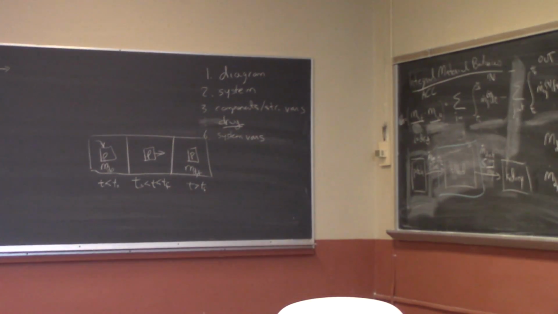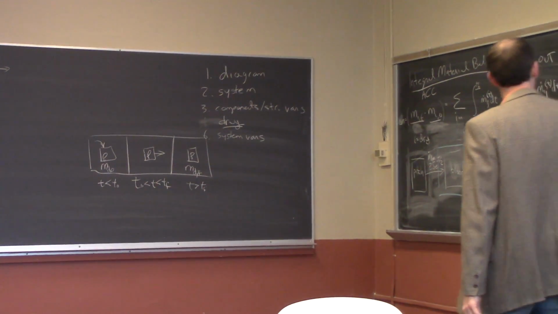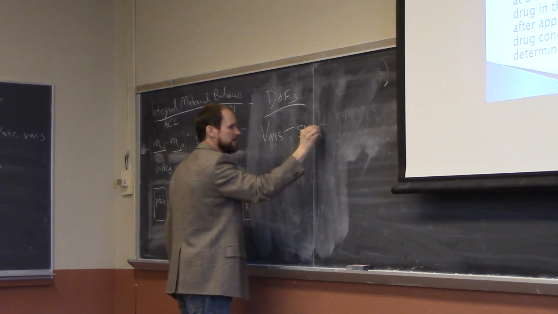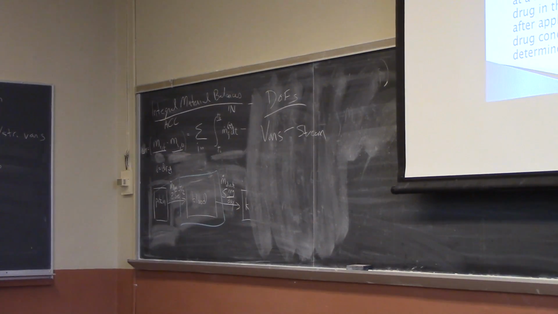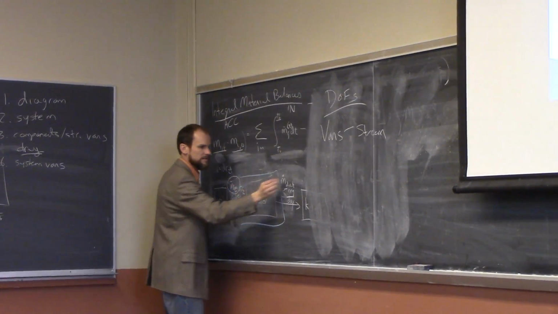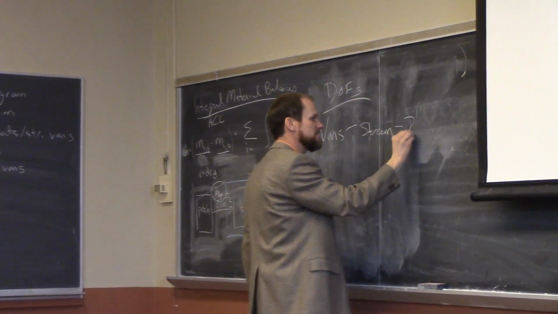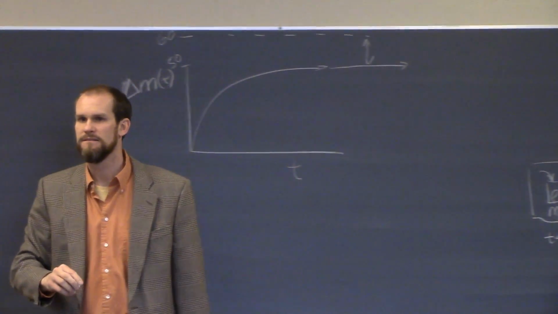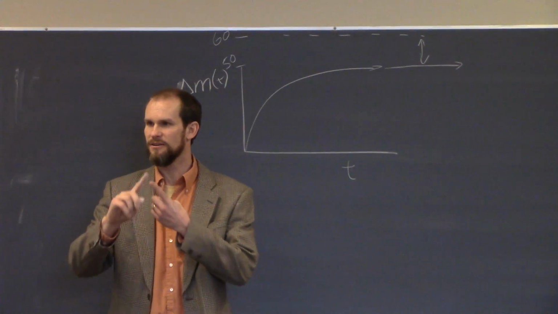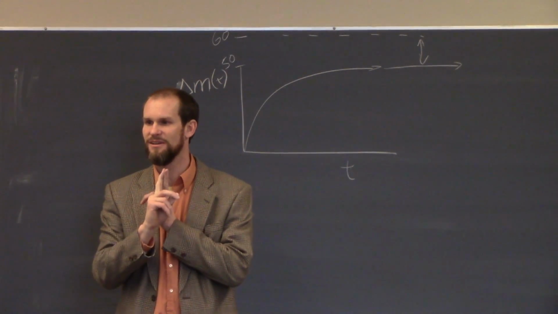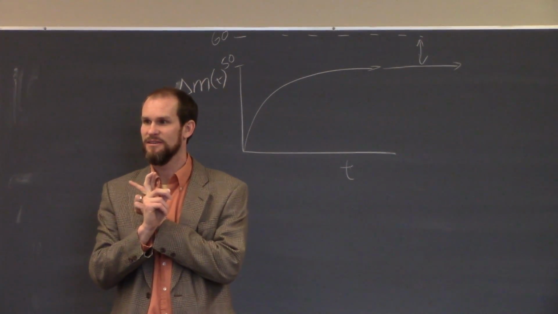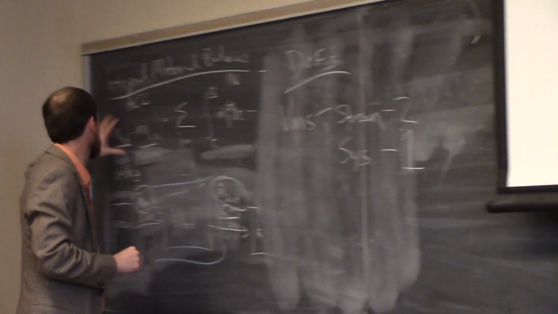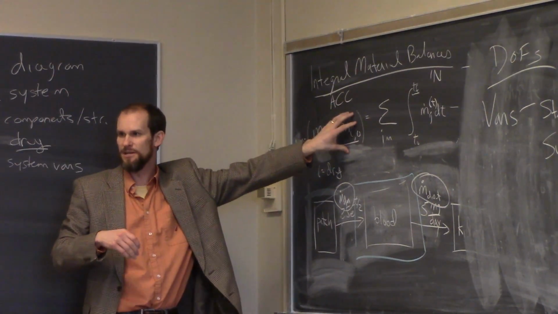Final. Last thing is, is this well determined? Let's do degrees of freedom on this last one. Variables. How many stream variables? I see two stream variables, in and out. How many system variables? System variables are number of reactions plus number of things that accumulate. So in this case, we do have accumulation. So we have one, it's basically this final quantity, assuming you're given some initial condition.